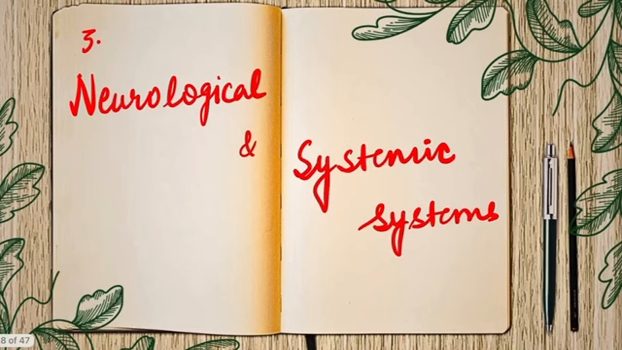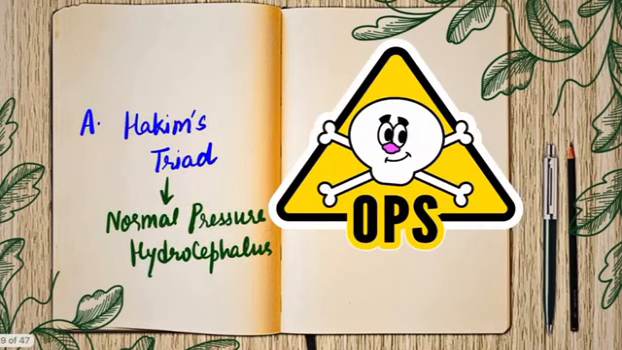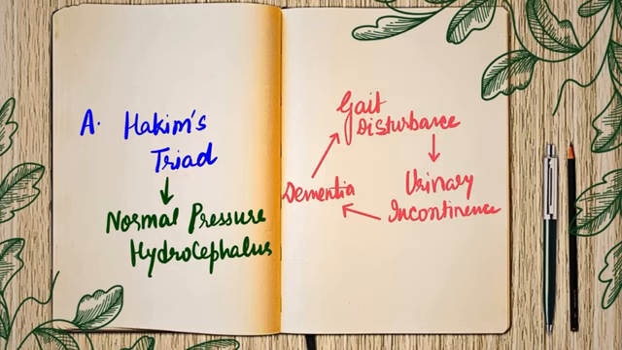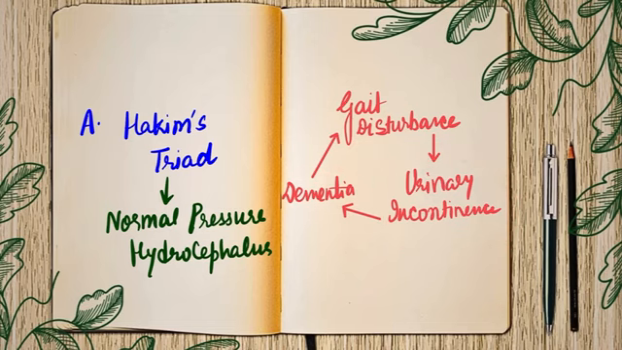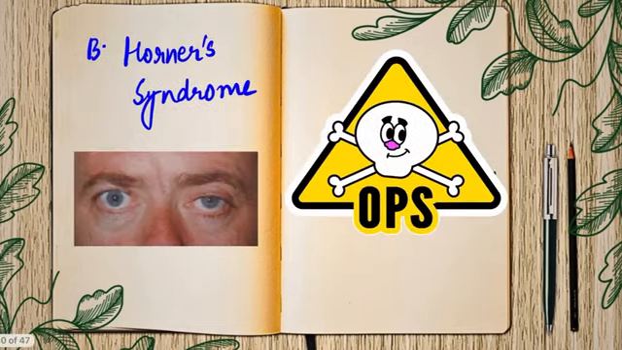Next important system we have is neurological and systemic. First triad is Hakim's triad, which can be seen in normal pressure hydrocephalus. So the components are gait disturbance, urinary incontinence, and dementia. The patient will have symptoms of forgetfulness, and it will be difficult for the patient to control the urine flow.